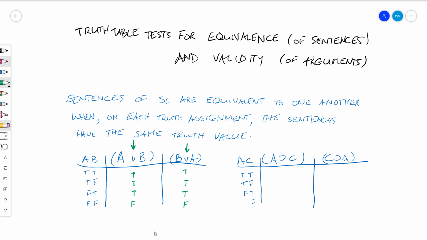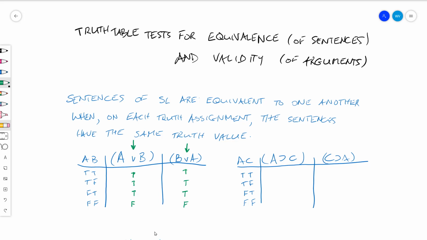Now, just to be perfectly clear about what we mean here, let's do another case over here where we've got an inequivalent pair of sentences. These are both conditionals, but they go in opposite directions. The first one has A as the antecedent, C as the consequent. The second one has C as the antecedent, A as the consequent. And we'll see that this makes all the difference.